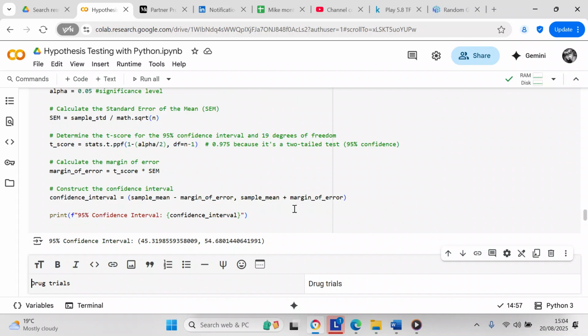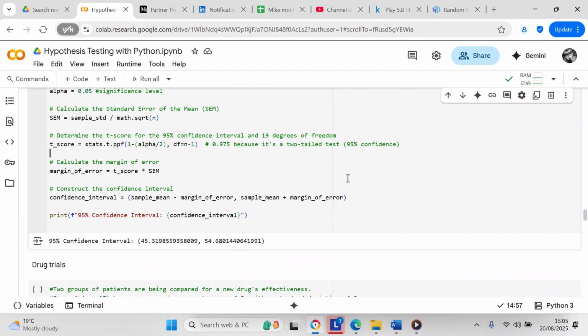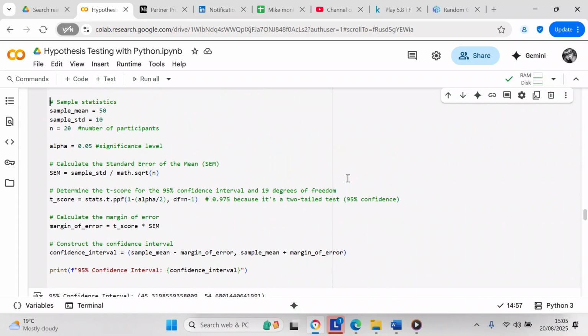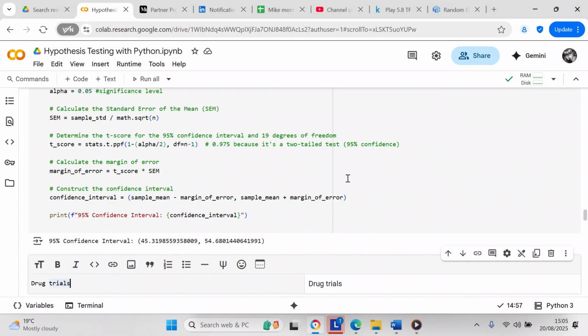And so the 95% confidence interval is 45.319 to 54.6801, and your sample mean is 50. So that is your confidence interval: 45.3198 to 54.6801. So we'll go ahead and conclude this video.